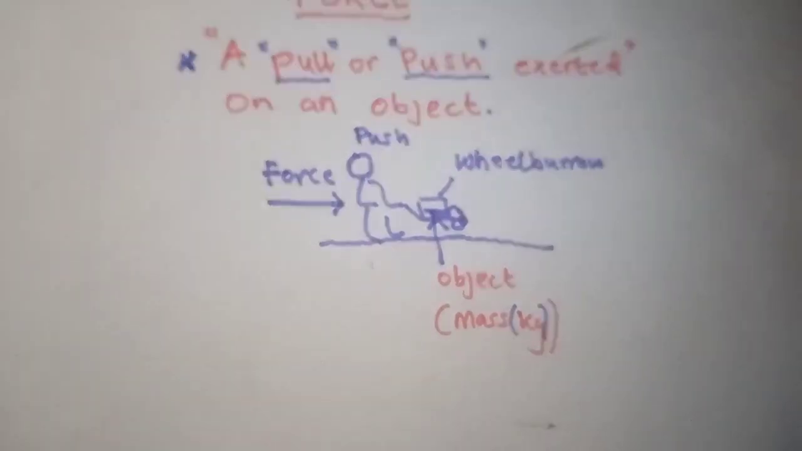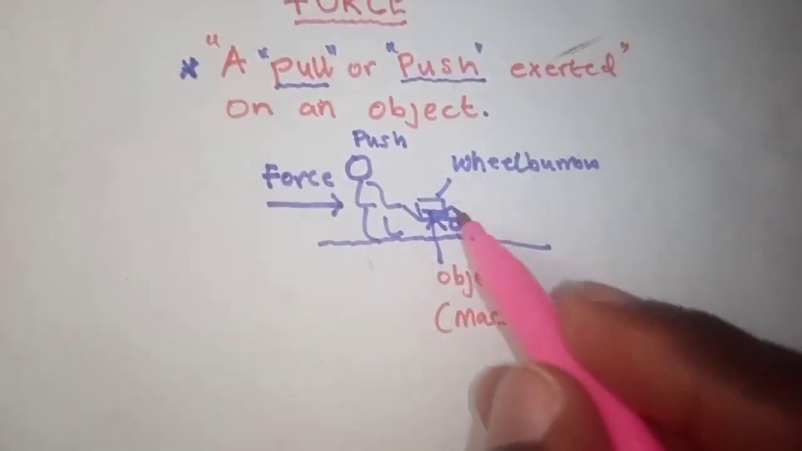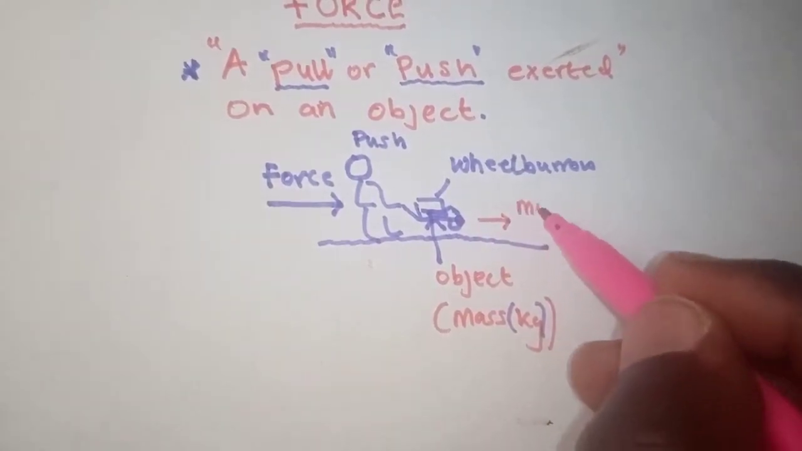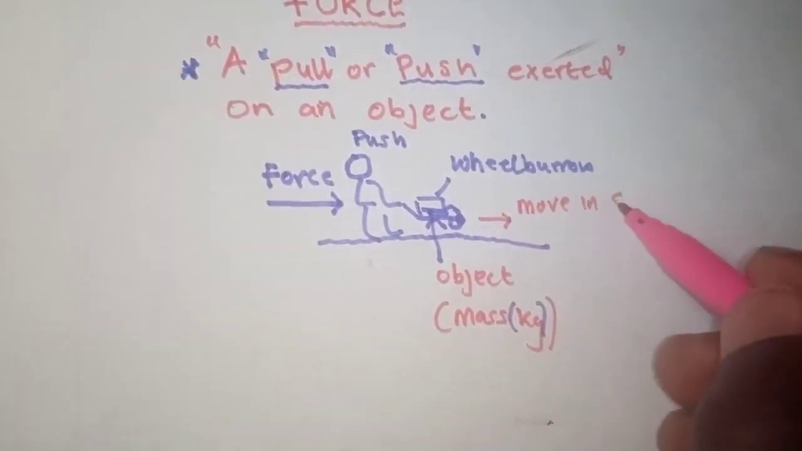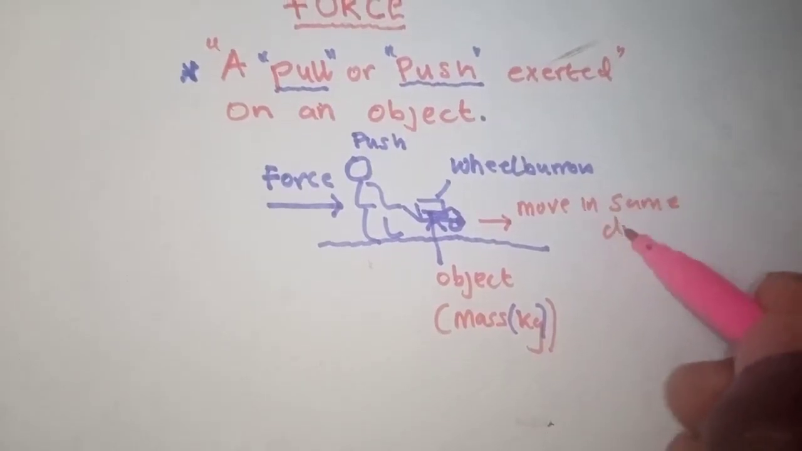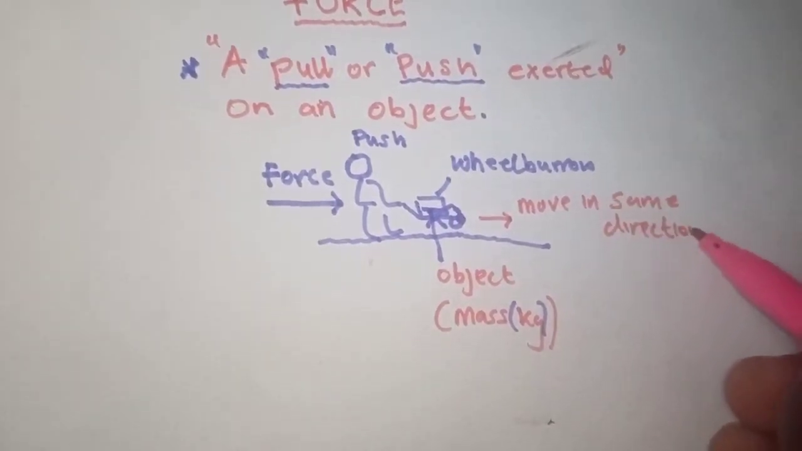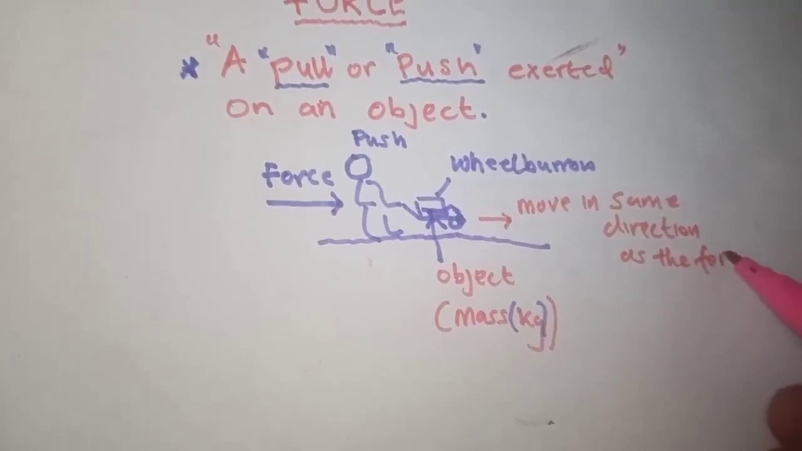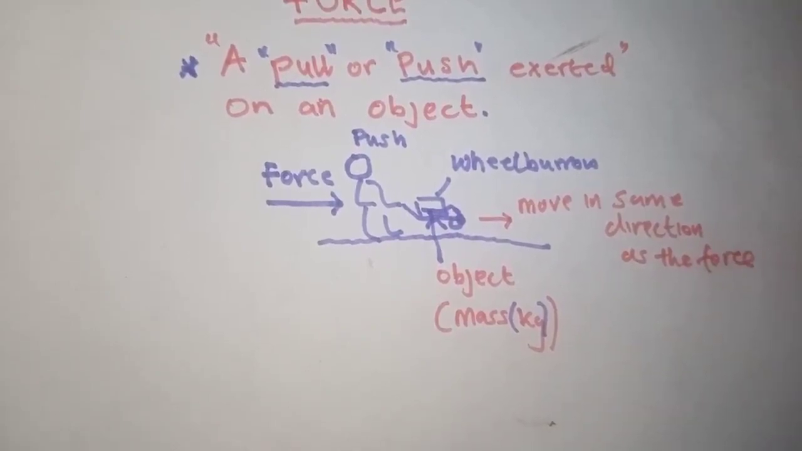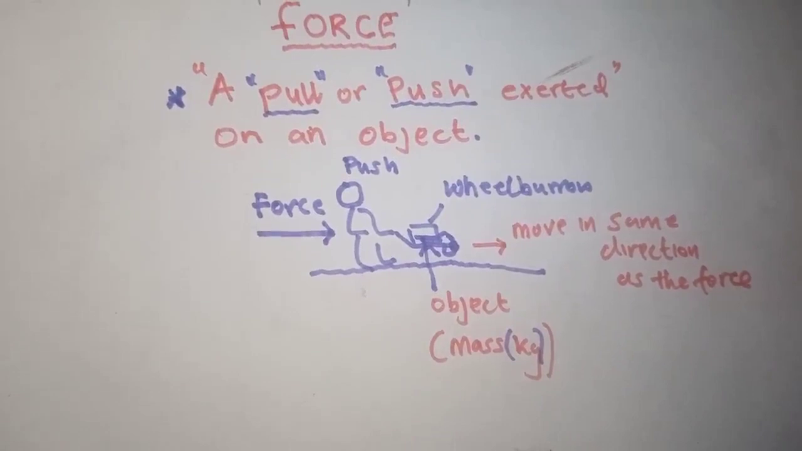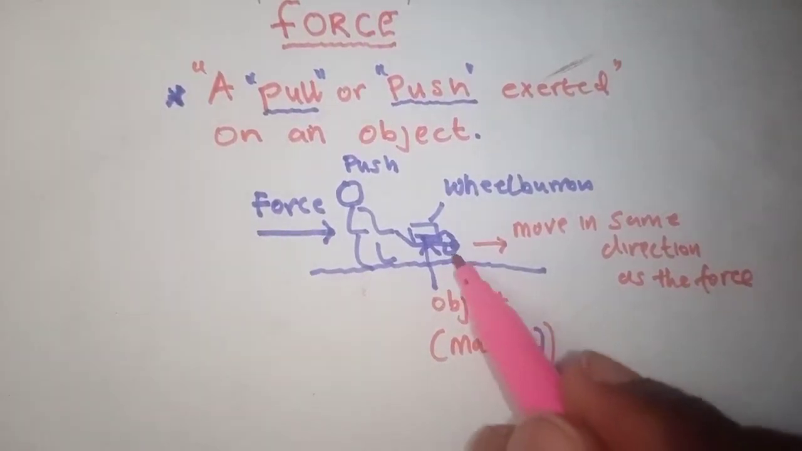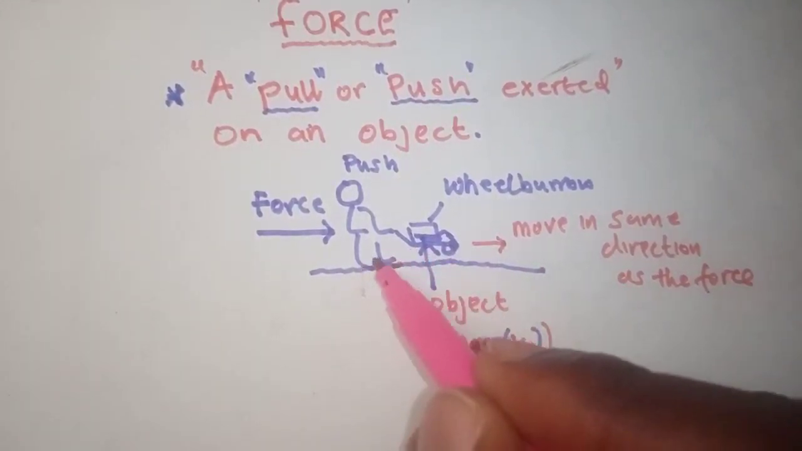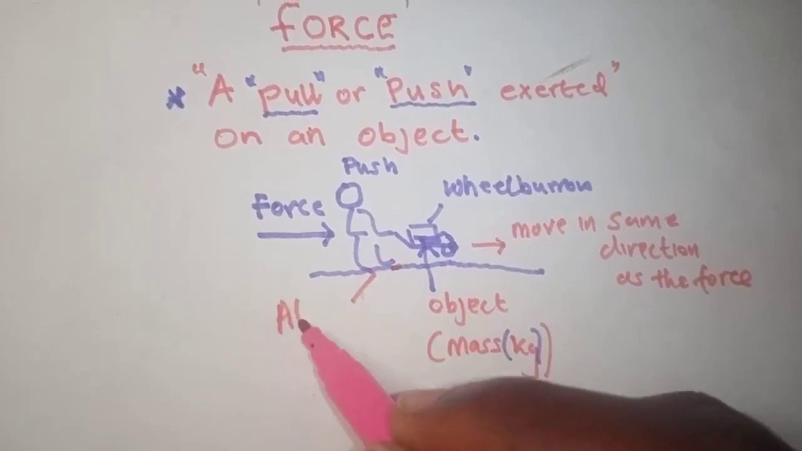So you find that as the force is being applied by the human being here, this wheelbarrow starts to move in this direction. The wheelbarrow will move in the same direction as the force. Before everything starts, this object together with the person will be at rest.